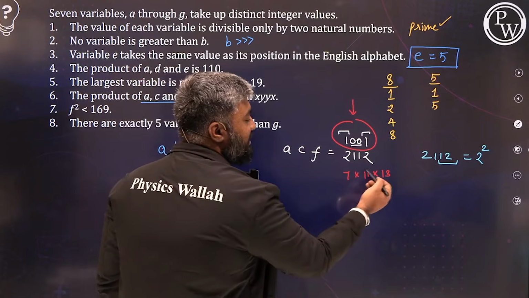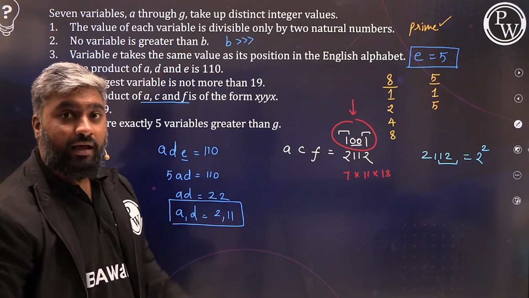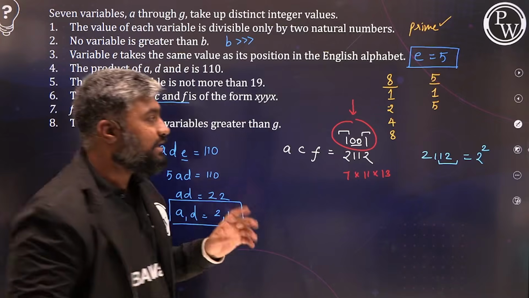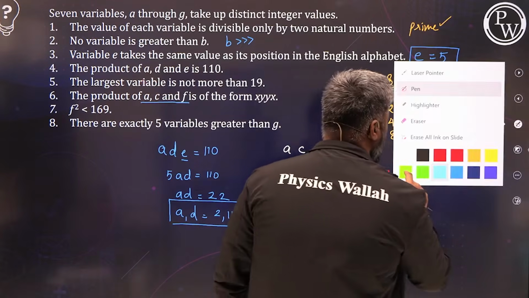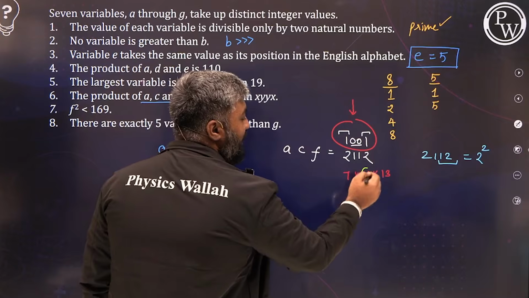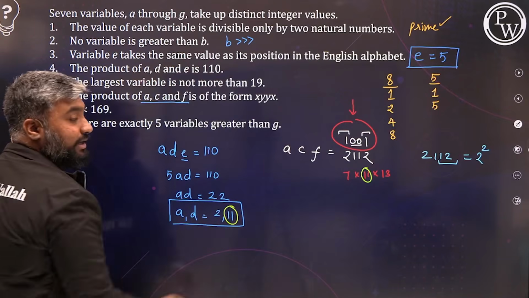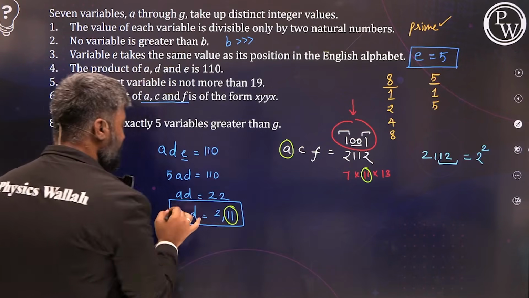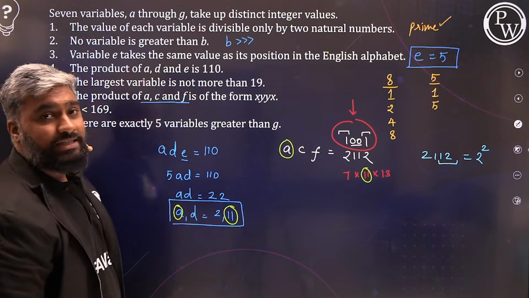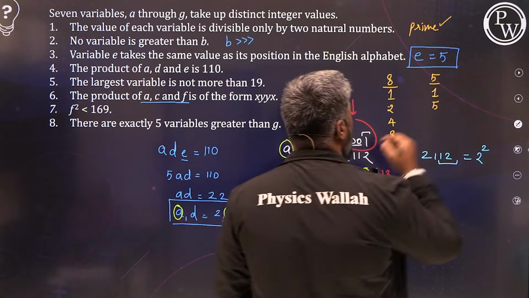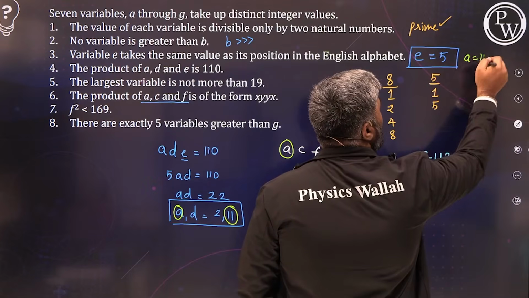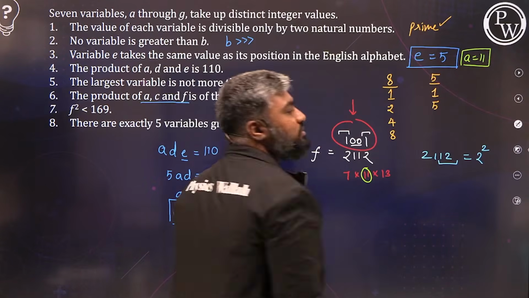A, C or F could be 7, 11 and 13. Now what do you do? Find out the commons. Quickly find the common. What is common? We have 11 here and 11 here. We have A here and A here. So what is clear now? That the value of A has to be 11.